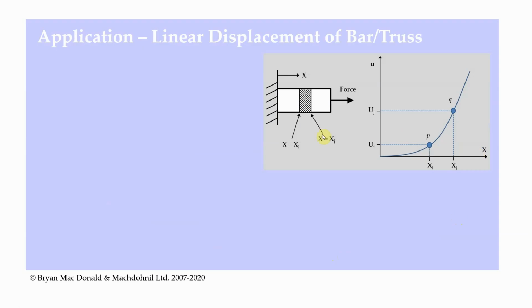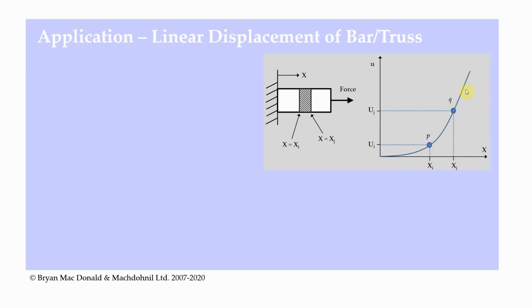Now we're going to consider a small segment of the bar, say midway along the bar length, between two points in the bar that we're going to call i and j. At this location we have our coordinate x is equal to xi, and at this point x is equal to xj. The displacement of these points would be somewhere on the previous graph we've shown. So if this is xi and xj, we're looking at the points P and Q in the graph, and at the point xi we'll have a displacement ui, and at the point xj we'll have a displacement uj.